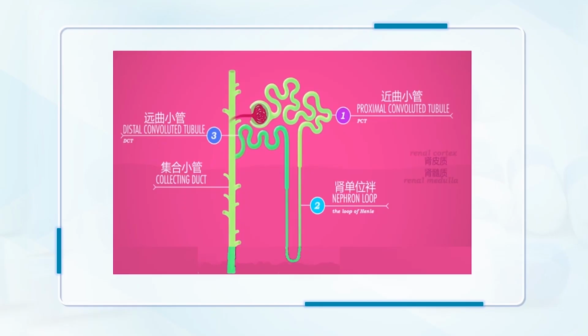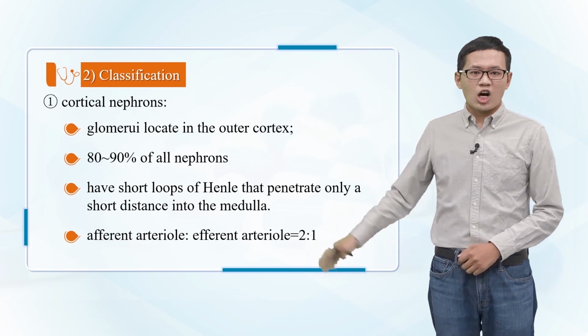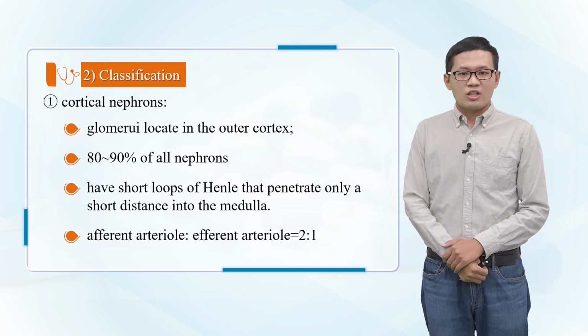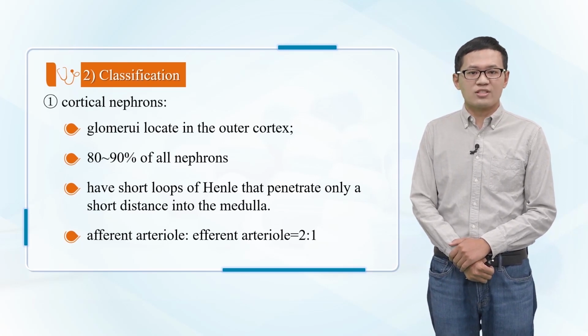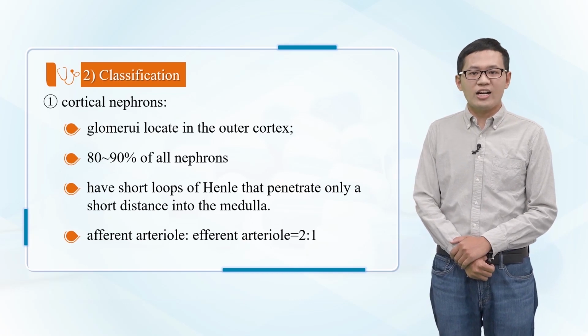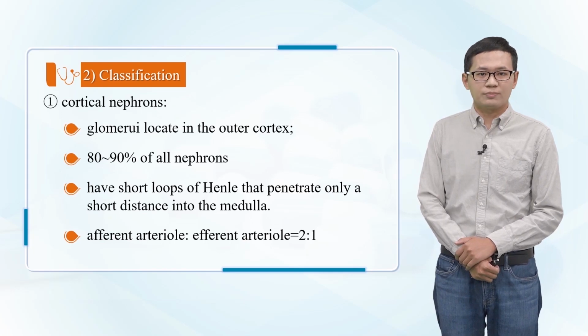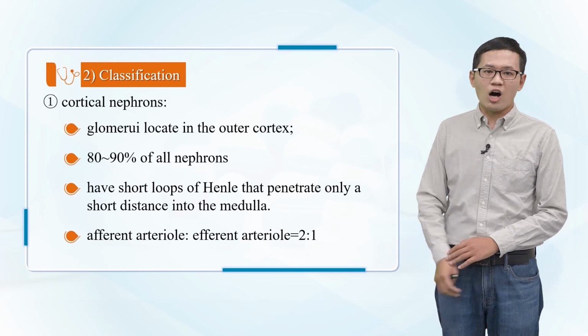And this winding path also allows the parts of the tubular that are towards the ends to have an effect on the process. There are two kinds of nephrons, cortical nephrons and juxtamedullary nephrons. The glomeruli of cortical nephrons are located in the outer cortex. They have loops of Henle that penetrate only a short distance into the medulla. They occupy 80 to 90% of all nephrons.